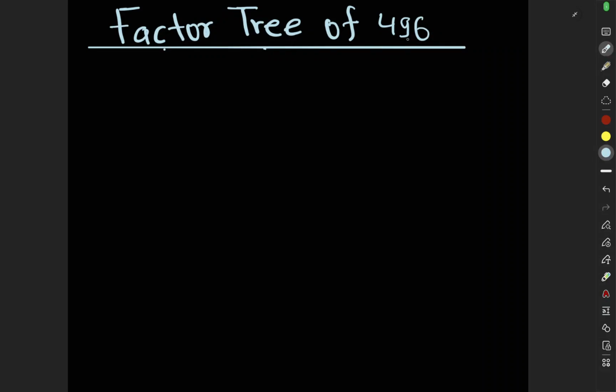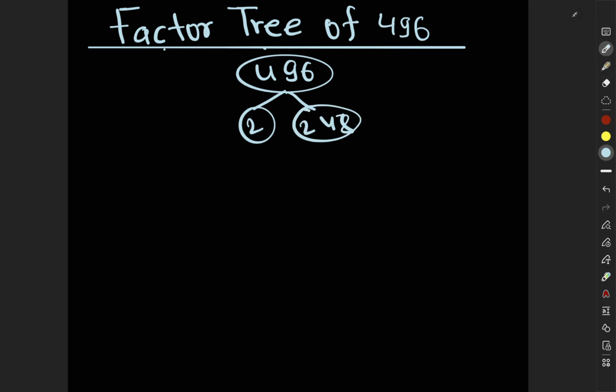Factor of 496. So 496 can be written as 2 and 248. So 2 times 248 means 496. 248 can be written as 2 and 124. 2 times 124 means 248.